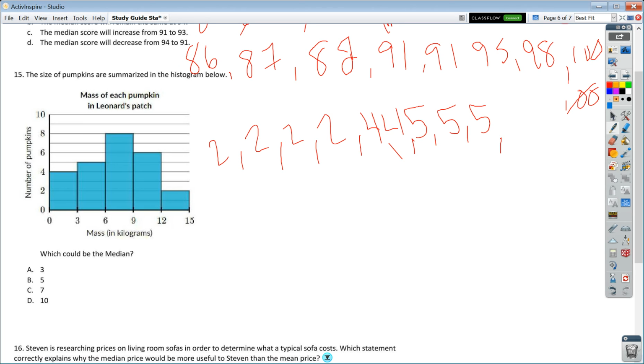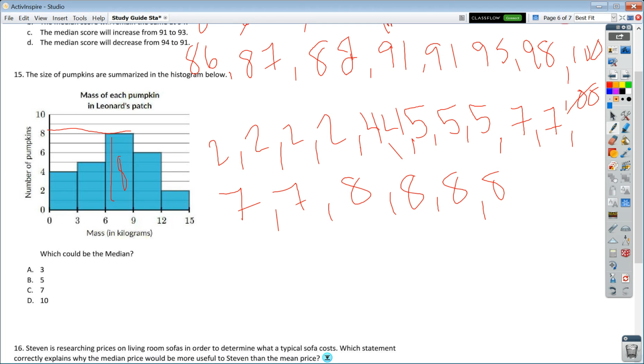And then 7, 7, 7, 7, 8, 8, 8, 8. And again, I'm just making these numbers up. They could be different. They could be the same. We don't know. I'm just making sure that there's 8 numbers. There's 8 of these numbers that are in this section. So there's 1, 2, 3, 4, 5, 6, 7, 8 of that size.